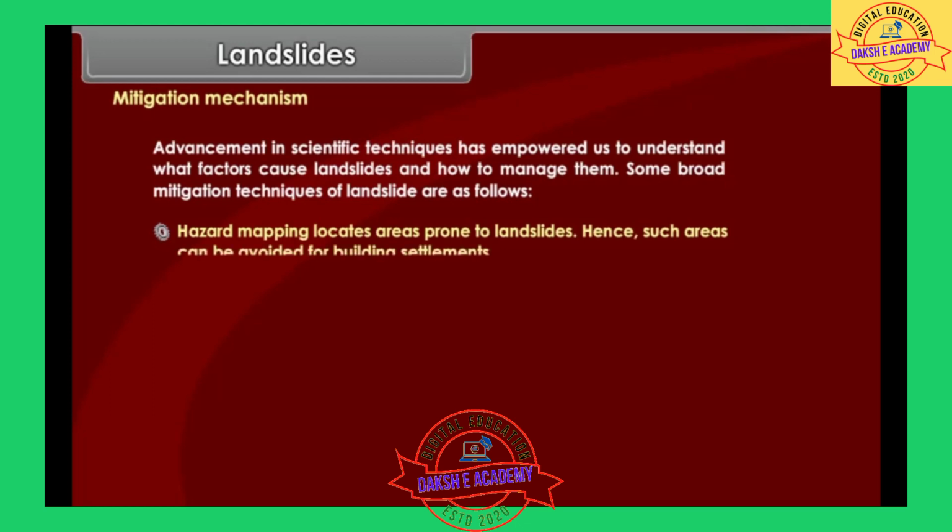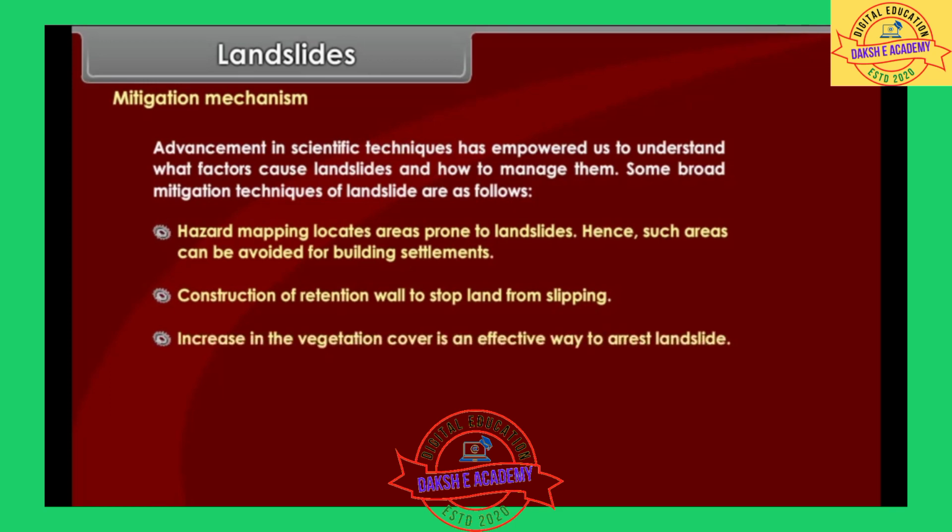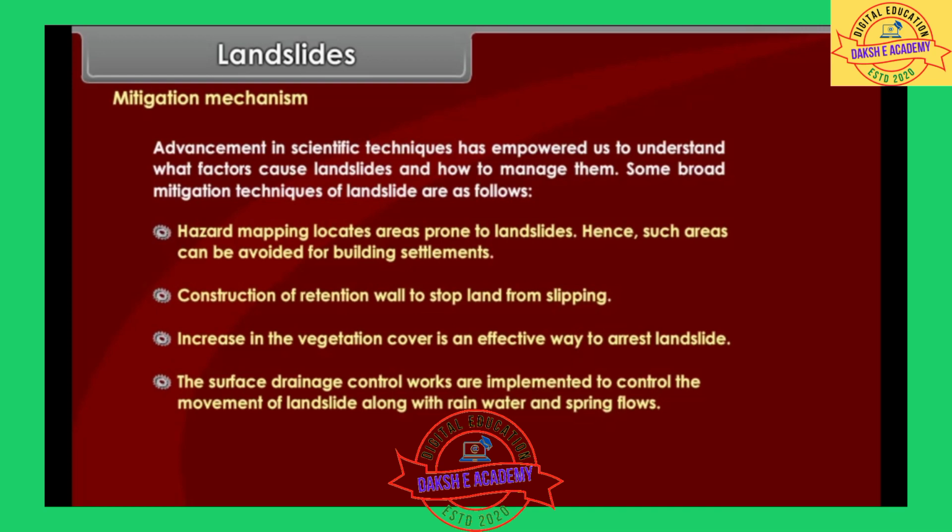Hazard mapping locates areas prone to landslides. Hence, such areas can be avoided for building settlements. Construction of retention walls to stop land from slipping. Increase in the vegetation cover is an effective way to arrest landslides. Surface drainage control works are implemented to control the movement of landslides along with rainwater and spring flows.